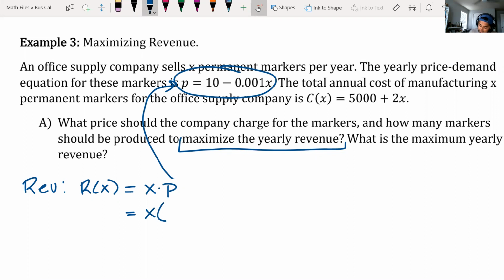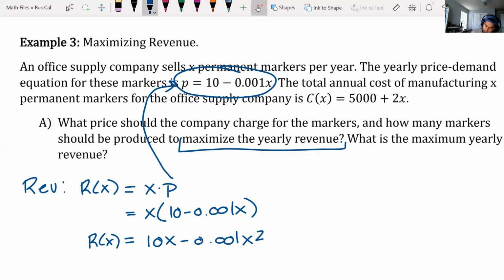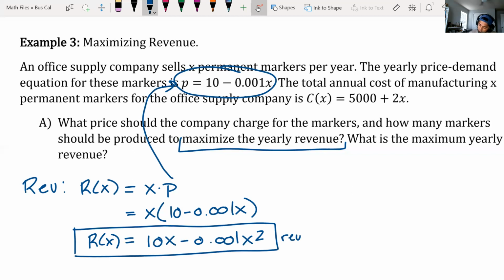So you're going to get X times 10 minus 0.001X, distribute the x, and you get 10x minus 0.001x squared. Here is our revenue function. And now, since we know the revenue function, and since we made a substitution that put this function all in terms of x, we are now going to take the derivative and solve for x.